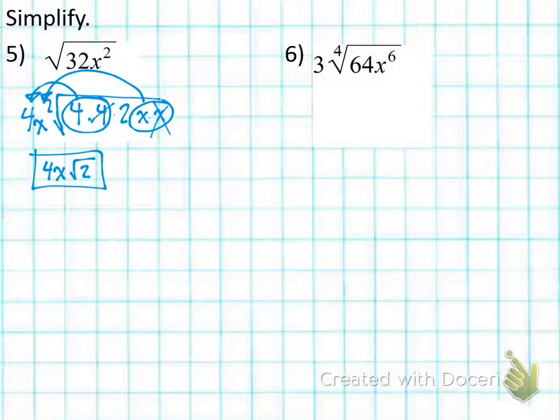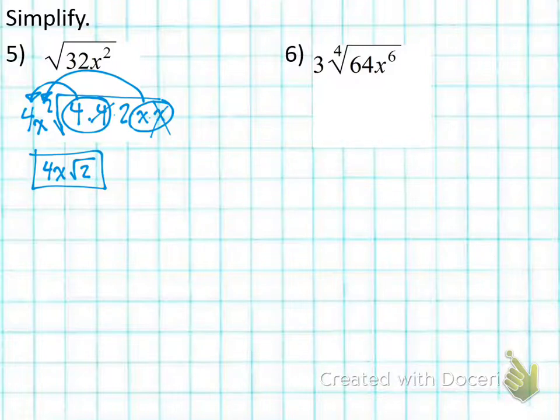Let's do this one. Let's start this one up together. Number 6. Okay, what is the index of this prison? 4, which means you have to get in groups of what to break out? 4. So we can't just have 2 of the same number. We need to have 4 of the same number. Okay, so let's factor this out.